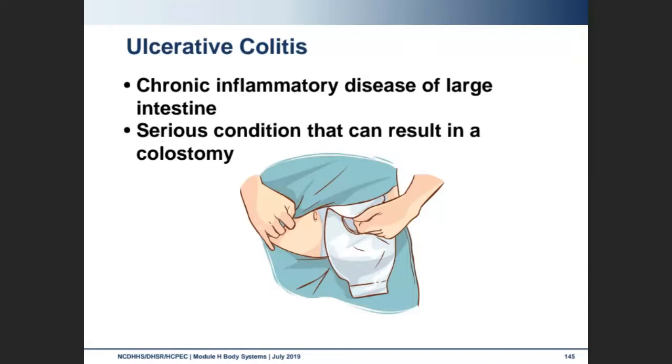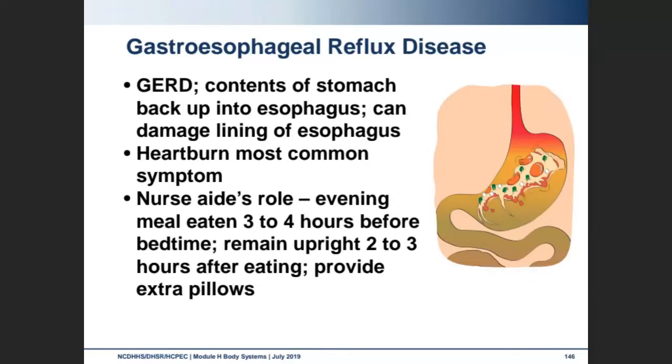This is a chronic inflammatory disease of the large intestine. It is a serious condition that can result in a colostomy. A colostomy is a surgically created opening called a stoma through the abdomen that goes directly into the large intestine and allows stool to be expelled into a bag that's affixed to the abdomen. You've probably heard of gastroesophageal reflux disease, or maybe heard of it referred to as GERD.